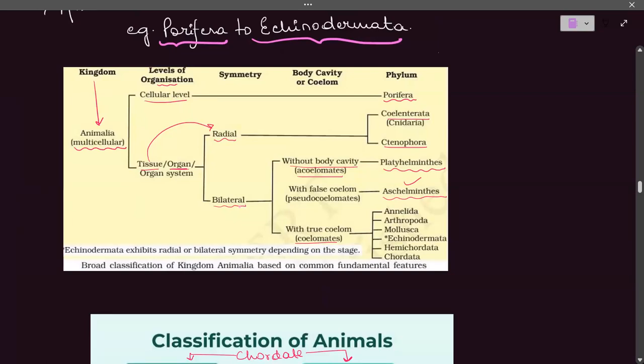Now, see this chart. These are the phyla, depending upon the level of organization in them and also the coelom. Animalia, all of them are multicellular. The cellular level of organization you'll find only in Porifera. Then, when it is tissue, organ, or organ system level, it can be divided into radial and bilateral. Radial symmetry is found in Cnidaria and Ctenophora. Bilateral symmetry is found starting from the platyhelminthes up till the chordata. Under bilateral symmetry, there are the acoelomate, platyhelminthes; the pseudocoelomate, aschelminthes; and the true coelomates, the real coelomates, starting from annelids to the chordata.